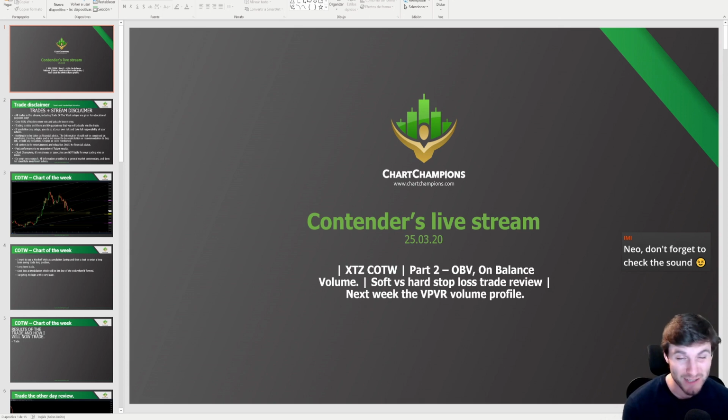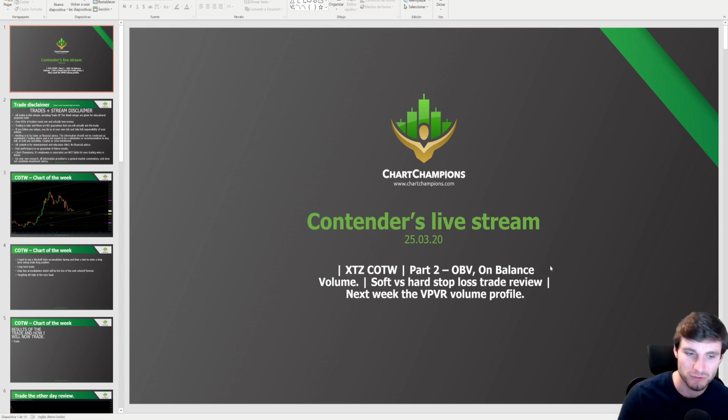Then I want to move on to a trade that I took earlier in the week. It's a little bit of this hard versus soft stop loss placement. Obviously I use soft stop losses, but I really want to go over this trade and review it because I feel it's a really good one to review.